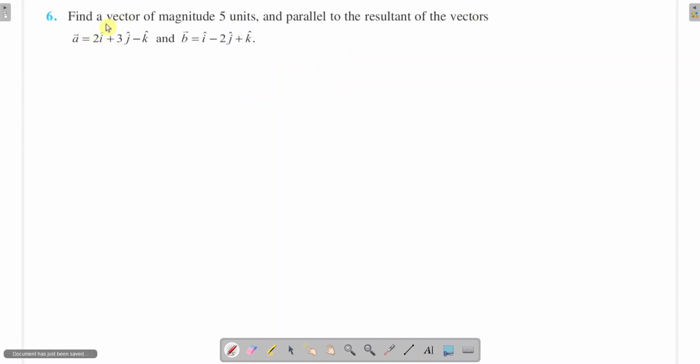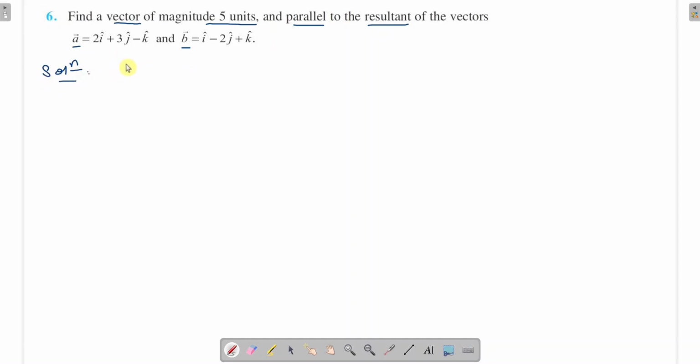Sixth one. Here the question is: find a vector of magnitude 5 units and parallel to the resultant of the vectors a bar equal to 2 i cap plus 3 j cap minus k cap and b bar equal to i cap minus 2 j cap plus k cap. So what we have to do is find a vector which has magnitude 5 units and which is parallel to the resultant of these two vectors. So solution.